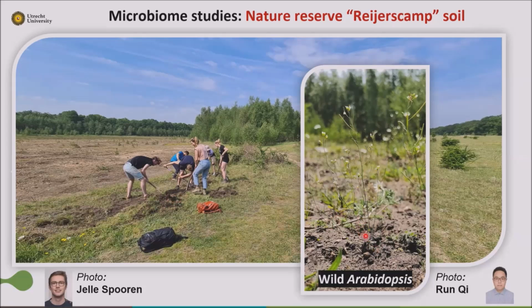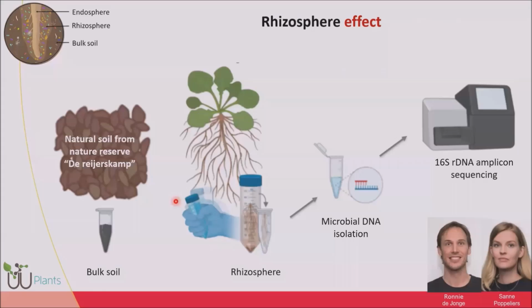Here you see a wild Arabidopsis growing in this soil, and year after year there's a large population of Arabidopsis growing in this soil naturally. So most likely the microbial community that is present in this Clipchamp soil is very favorable for Arabidopsis. So that is why we use this soil in all our studies.